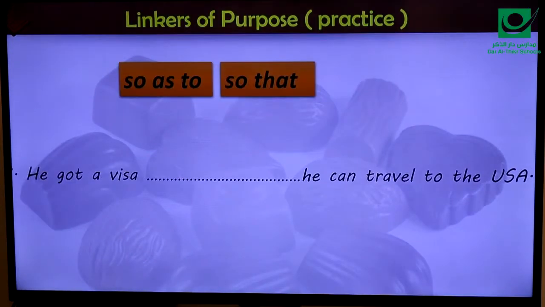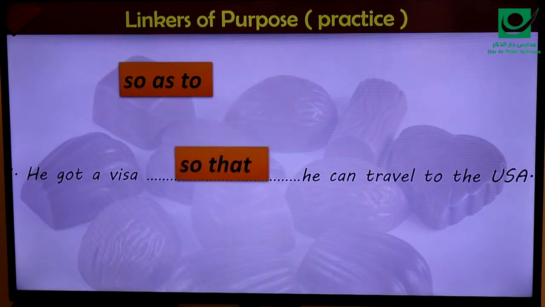Alright, now it's your time, my dear. Give yourself seconds, look at this sentence and decide which one is the best answer. He got a visa, he can travel to the USA. He got a visa so as to he can travel or so that he can travel. Which one is right? Yes, so that, because that is followed by a sentence, he can travel.